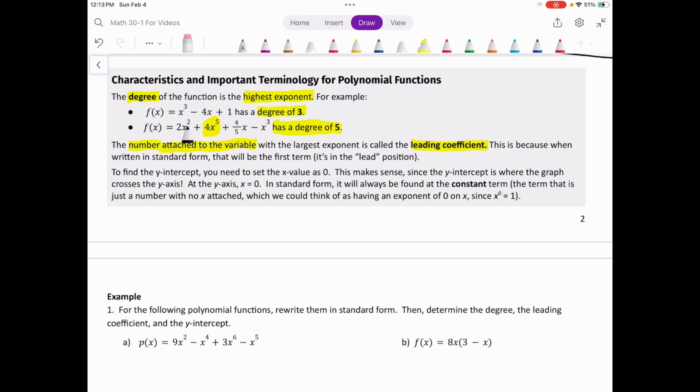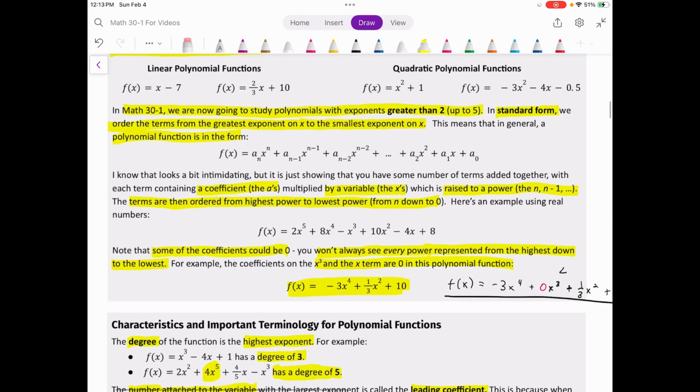Careful, not 2. This isn't written in standard form, right? Obviously, anything could be in the lead position if we rewrite it however we want. But the leading coefficient is based on standard form, where it would be the first term. It would be in the lead position, right? When written in standard form, that will be the first term because we put the highest exponent first in standard form. But either way, this is still called the leading coefficient. It's the coefficient for the term with the greatest power of x, okay?